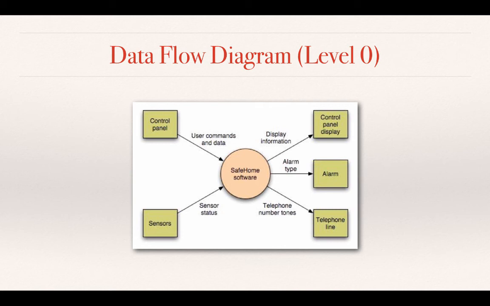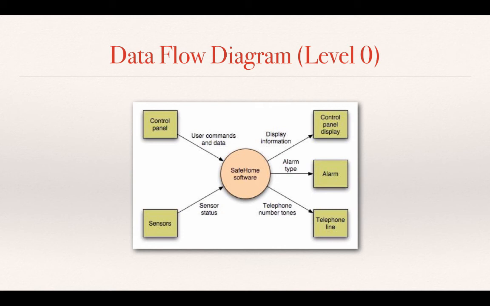Notice that for the external entities on the left of the system, the control panel and the sensors, data is flowing toward the system. So these represent external entities that provide input to the system. For the external entities on the right, the display, the alarm, and the telephone line, the system is going to send them its output. The really interesting thing about the data flow diagram is how it can be refined.